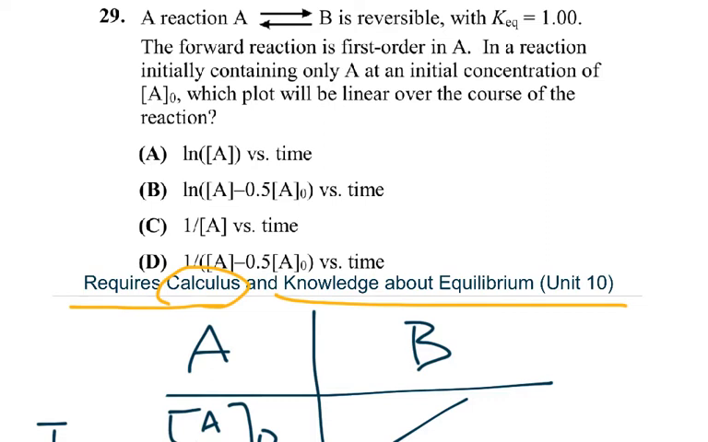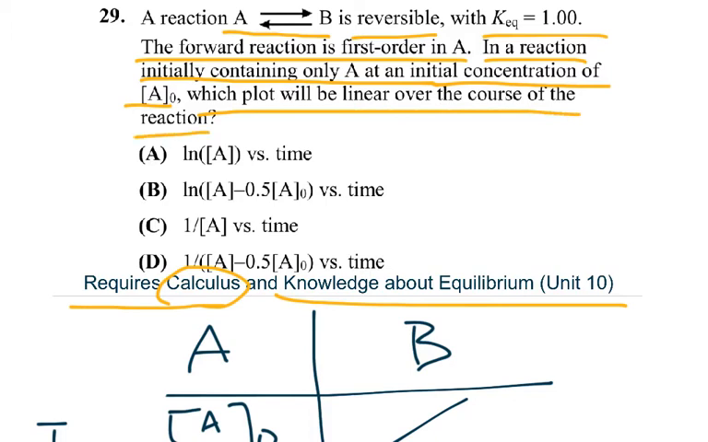So this question states that a reaction that is in equilibrium is reversible with KEQ equal to 1.00. The forward reaction is first order in A, and a reaction initially containing only A at an initial concentration of A0, which plot will be linear over the course of the reaction?